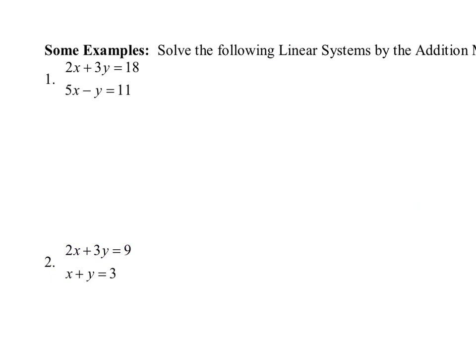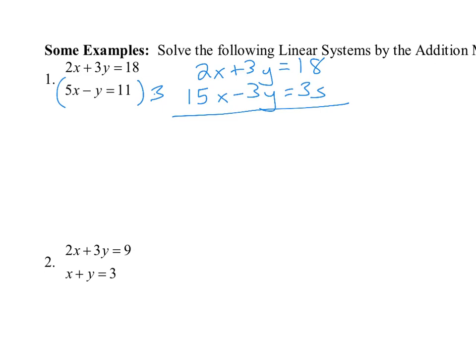Okay, now here's some more examples. All right, now notice I can't add these and lose anything, but if I multiply this equation by a +3, that would make my y -3, and I could add the two y's together and get a 0. So I'm going to rewrite the first equation. And now the new second equation, times 3, is going to give me 15x minus 3y equals 3 times 11 is 33. Now I can add these two together.